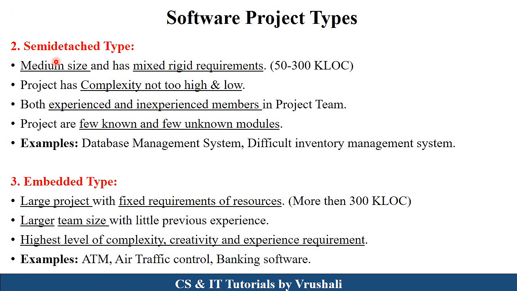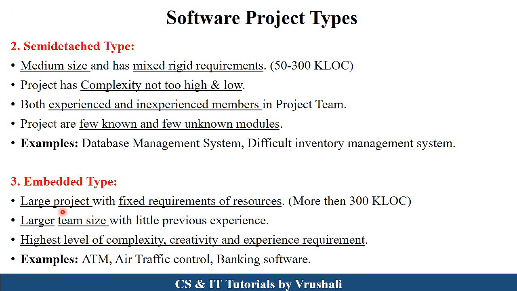Now, the next type of project is semi-detached type of project. Here, the project size is medium, they have some mixed requirements, and there are 50 to 300 lines of code. The complexity of the project is not too high and not too low. Here, both experienced and inexperienced team members are required, and there are a few known and a few unknown modules and activities in the particular project. This is called semi-detached type of project, and the examples are database management system and some difficult inventory management systems. And the last type of project is embedded type of project.